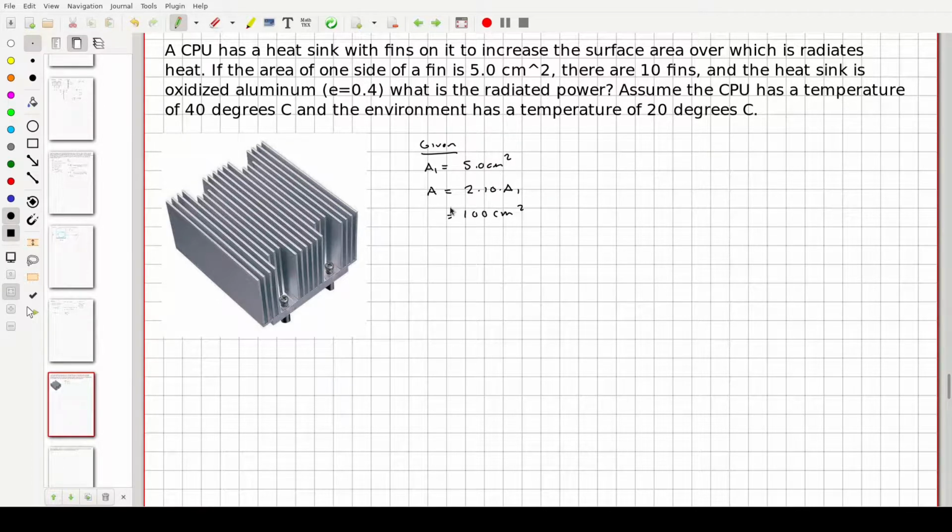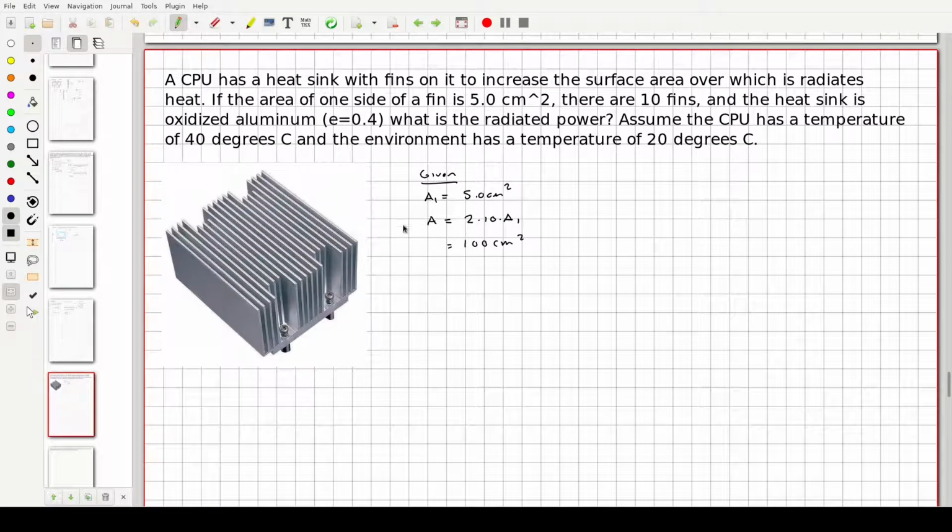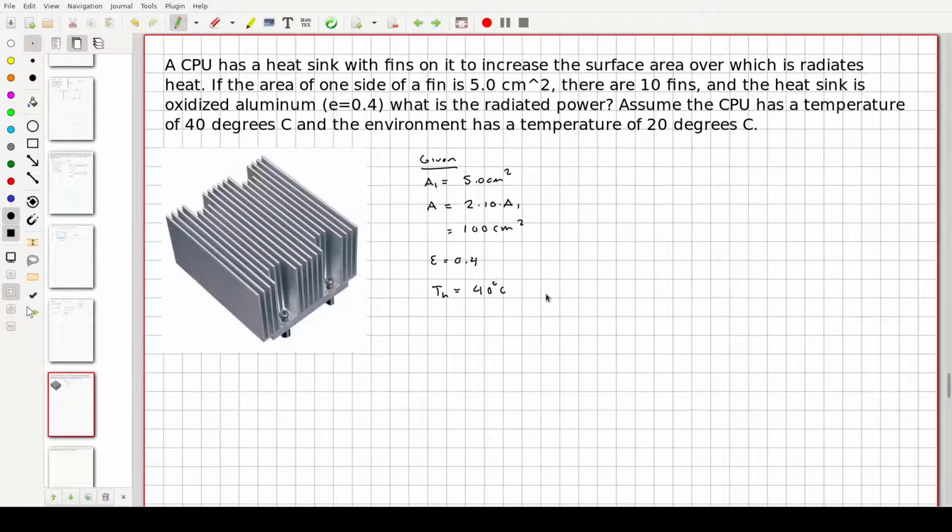Now we need to convert this to square meters because, obviously, we work in the MKS system, and we'll be doing that here in a moment. So next we have aluminum. The emissivity of aluminum is 0.4, at least of the oxidized stuff. We know the temperature, we'll call it TH. It is 40 degrees Celsius, that's our processor's temperature. And the air and the environment around it has a temperature of 20 degrees Celsius.